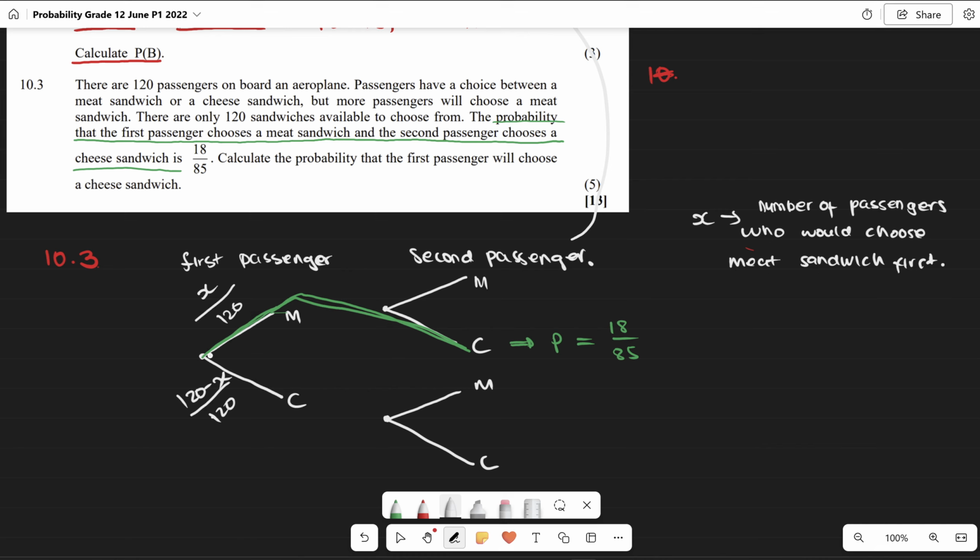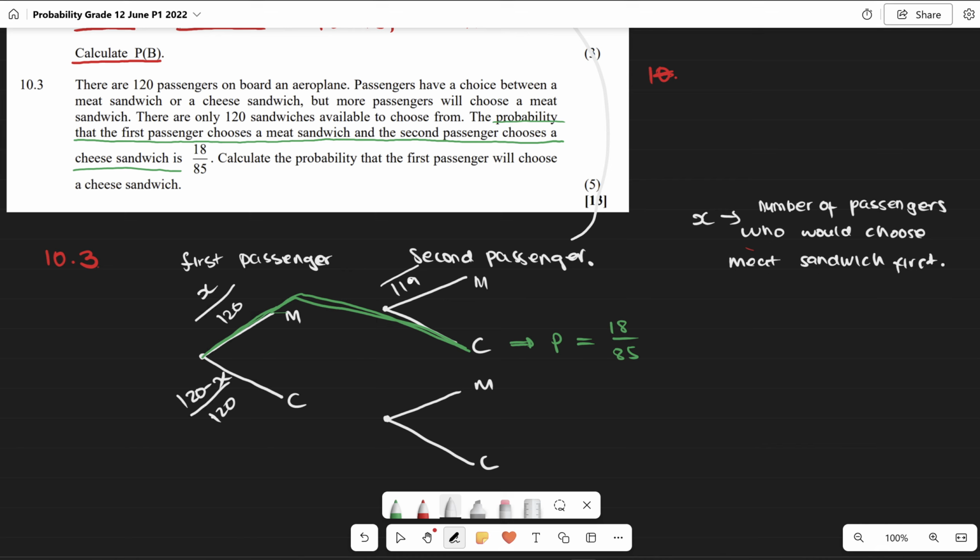So now let's assume that the first passenger would choose the meat sandwich. What is the probability now that the second passenger would choose meat again? We know that one person has already chosen their sandwich, so how many people do we have left? We have 119 people left.